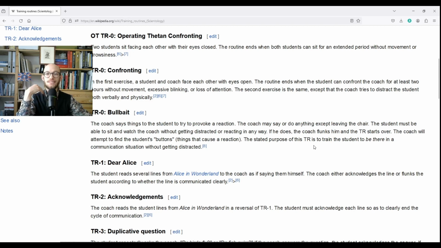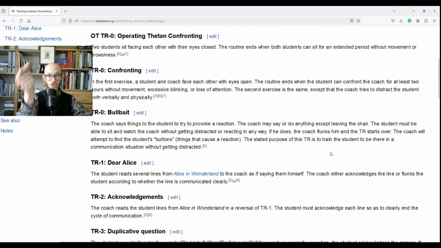The stated purpose of this TR is to train the student to be there in a communication status without getting distracted. So this basically teaches you to accept abuse of any level. As it says, you're allowed to do absolutely everything except leave the chair.